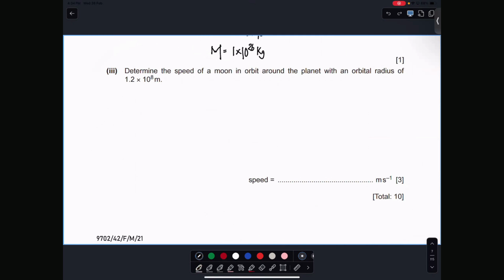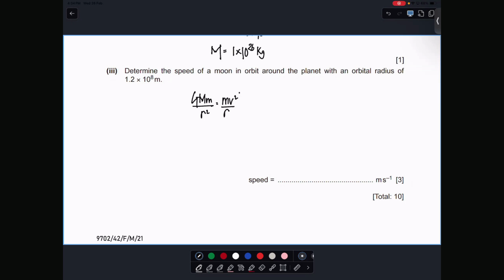Determine the speed of the moon in orbit around the planet with that orbital radius, it is asking us to find that speed. So how do we find it? V equals root GM by r. How do you get that? Okay, so GMm by r squared equals mv squared by r.